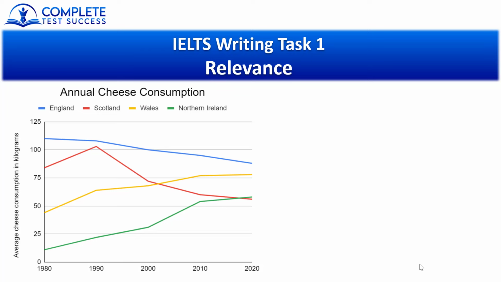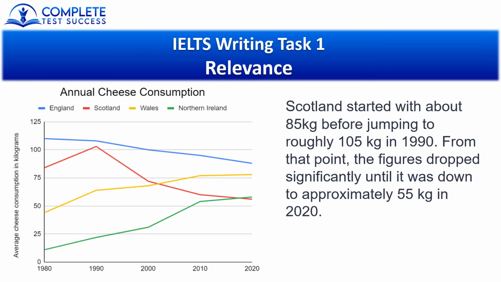Now let's take a look at the red line. If I describe the red line saying, Scotland started with about 85 kg before jumping to roughly 105 kg in 1990. From that point, the figures dropped significantly until it was down to approximately 55 kg in 2020. Okay, so again, this is completely objective. I'm just saying exactly what the chart is showing me.